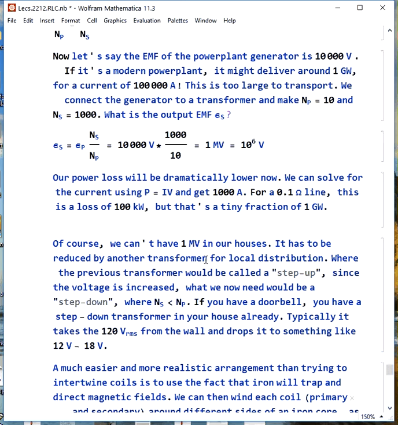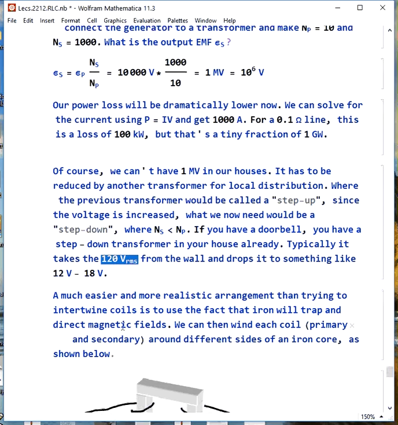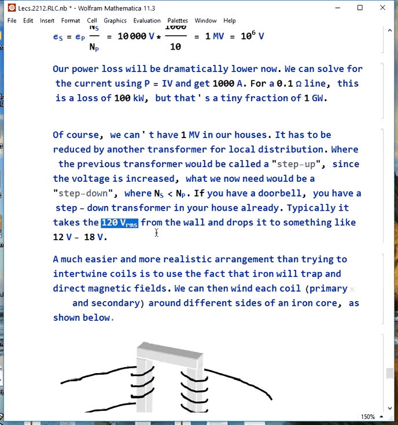Now, just like with the Edison case, we can't have 1 megavolt in our houses. What we have to do is use another transformer for distribution around town, and that would be called a step-down transformer. The step-up transformer bumped our voltage from 10,000 to 1,000,000, so we're going to need a step-down transformer, which means we need more coils on the primary than on the secondary. If you have a doorbell, you already have a step-down transformer in your house. It will generally take the 120 VRMS from the wall and drop it to somewhere between 12 and 18.